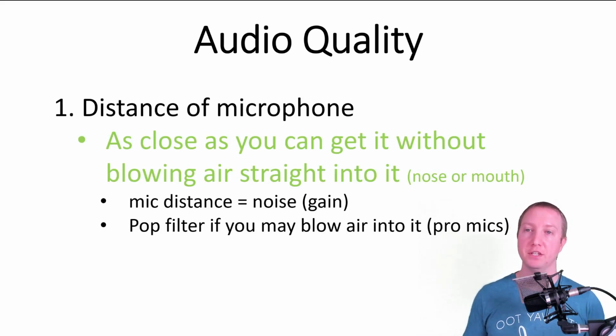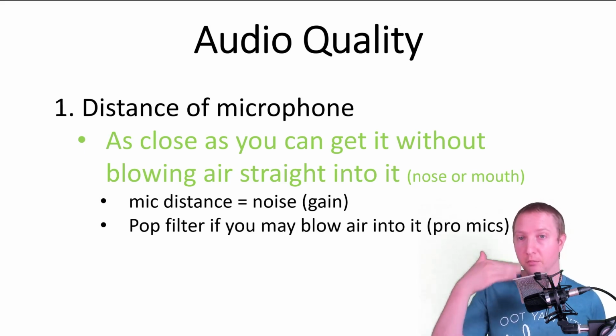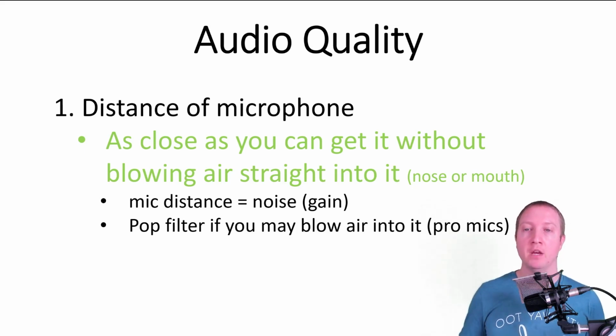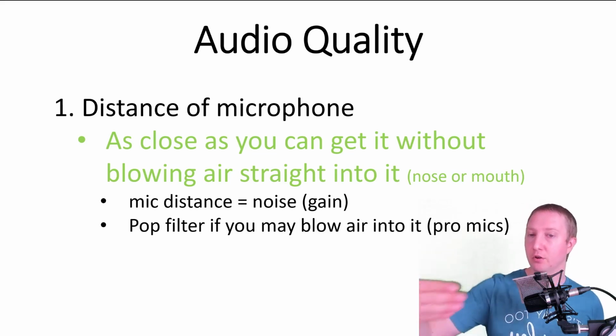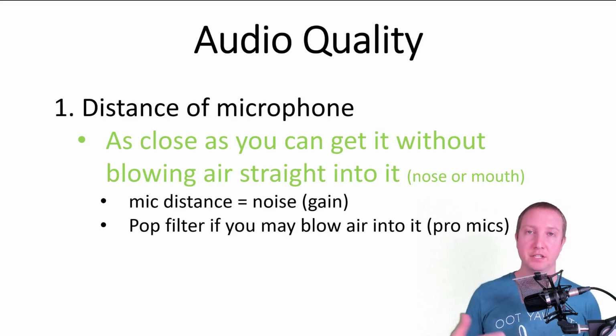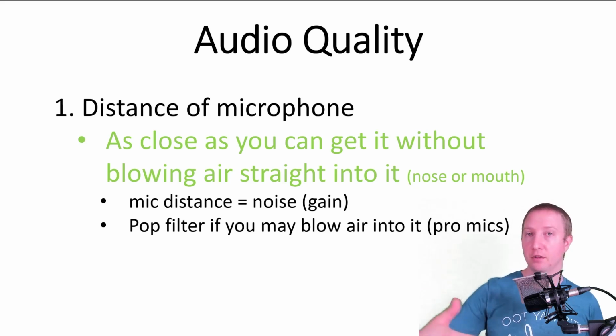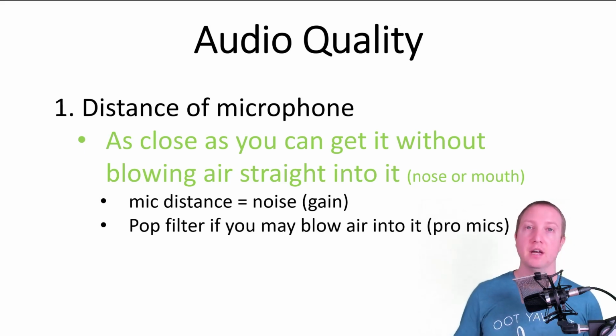So when we're thinking about the distance of the microphone from our mouth, you want it to be as close as you can get it to your mouth without blowing air straight into it, with either your nose or your mouth. As your mic is further away, the volume is going to fall off exponentially. So whatever your recording device is, it's going to increase what's called gain to help compensate for that distance. And that's going to introduce background noise, because that sensitivity comes at a cost.